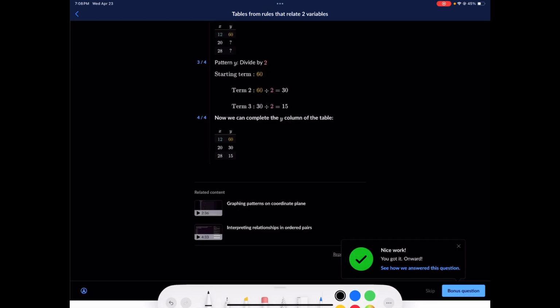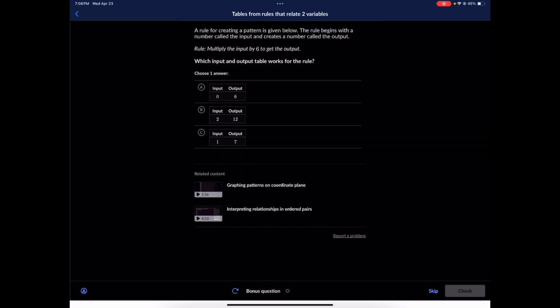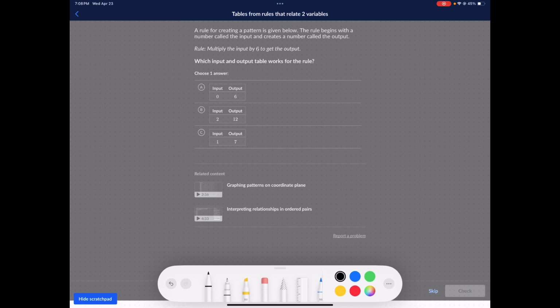So let's do one more bonus problem just for you guys. A rule for creating a pattern is given below. The rule begins with a number called the input and creates a number called the output. Multiply the input by 6 to get the output. So we have the input, which is x. I really do not like that they call it the input, but that is some math terminology that you may be required to use when you get into class. So 6x is equal to y.